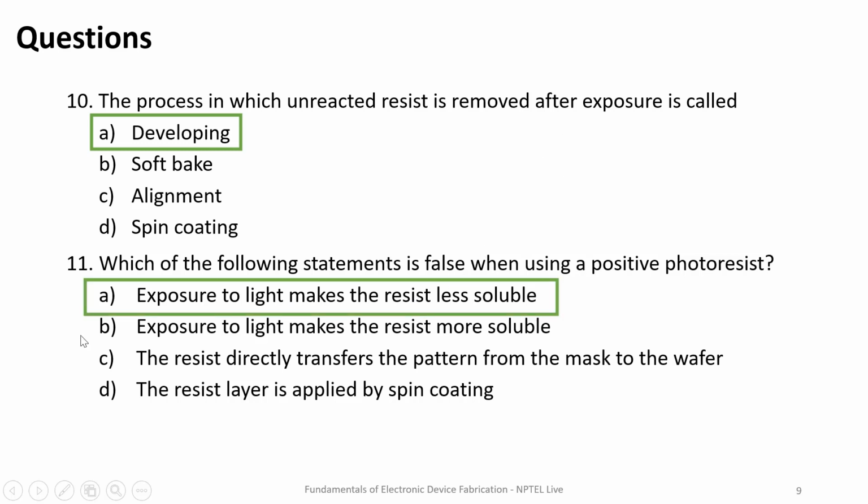All these options, statements B, C, and D are correct. Exposure to light makes it more soluble. Resist directly transfers the pattern. Resist layer is applied by spin coating. All these three are correct. Only one wrong sentence is there here, and the wrong sentence is option A. So which of the following statements is false means that we have to give option A. So is that clear?